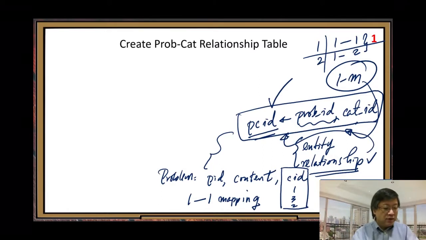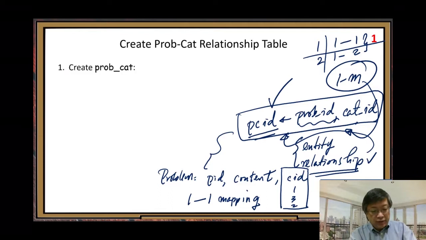All right, so let me stop here and show you the table. For the table name, I just use prob_cat, a very simple name, so you know its meaning. Sometimes people may put mapping after it, sometimes association, because there are many different ways. But here I just make it as simple as possible.